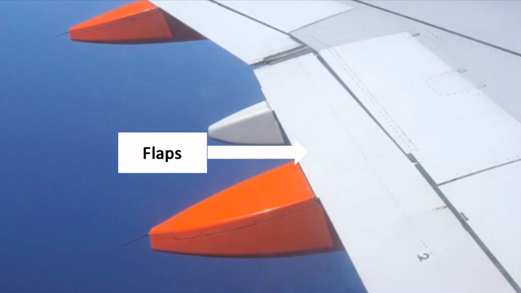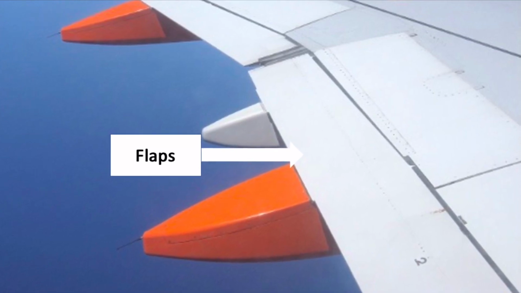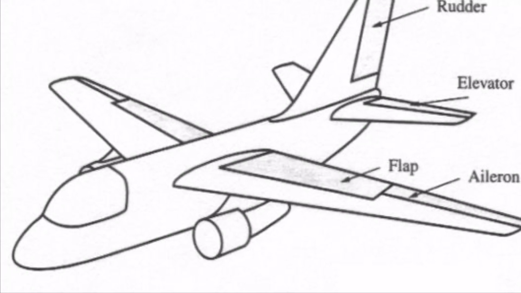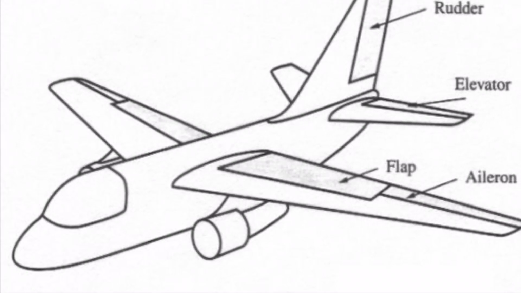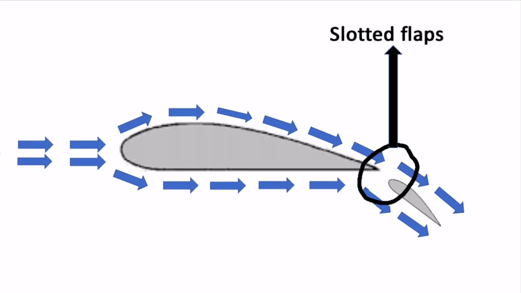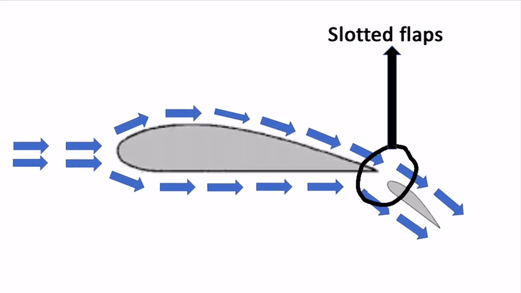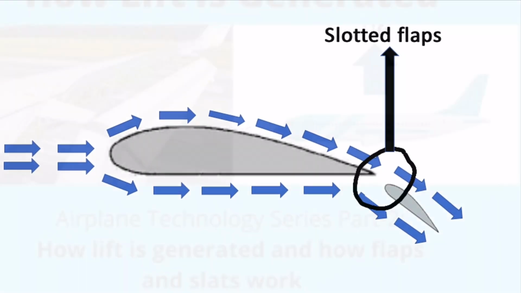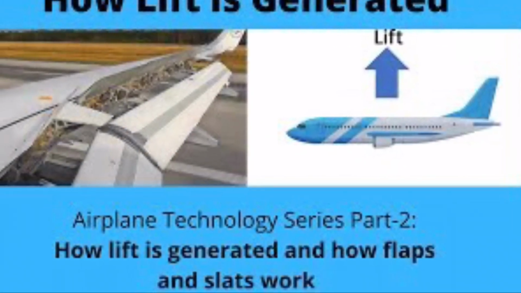Flaps and slats are used to increase the lift generated in the aircraft. They are mainly used while landing and takeoff at lower speed on shorter runways. There is a much more detailed explanation about how flaps work in the previous video. Click the I button if you haven't watched that video, and the link is given in the description below.